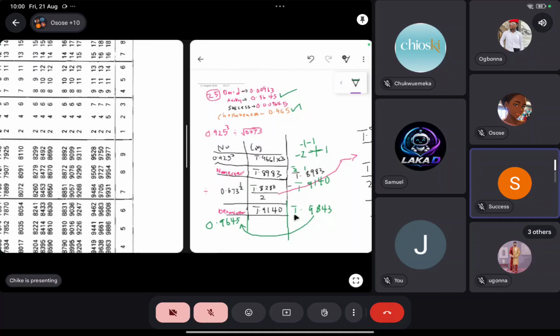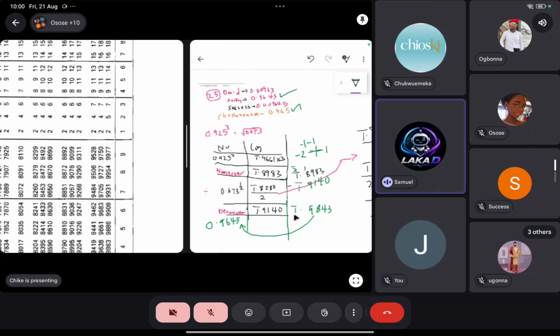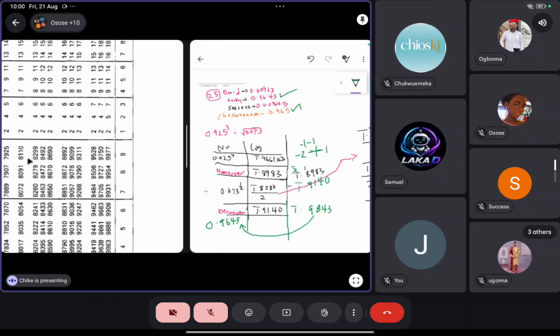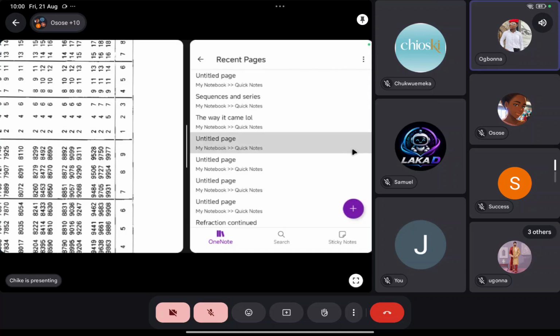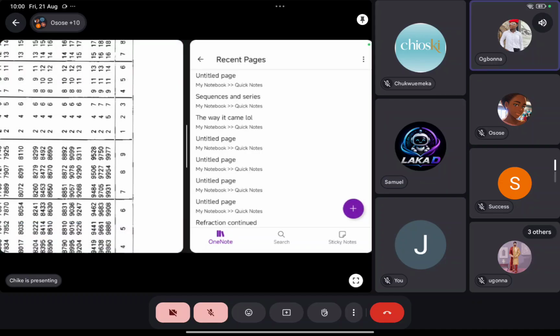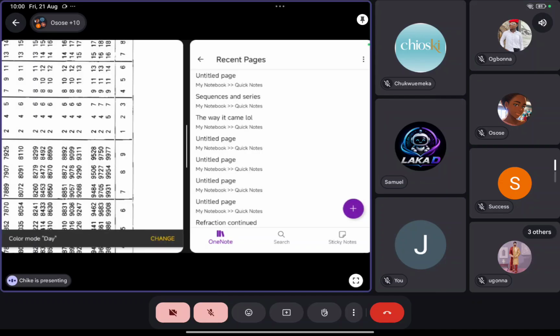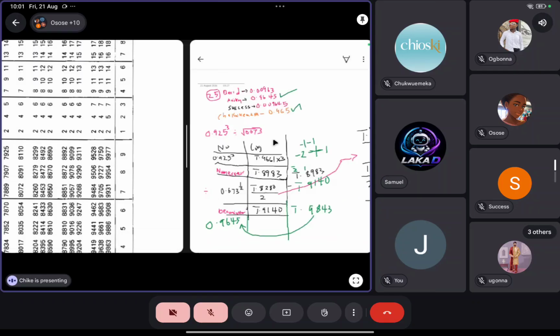Sir, I found my mistake. My mistake was in that place, bar 1.8280 divided by 2. From there, that's why I made the mistake. Okay, there's no problem, as far as we are learning. For the second one, what did we have? I got 0.2623. Yes, 0.2623.